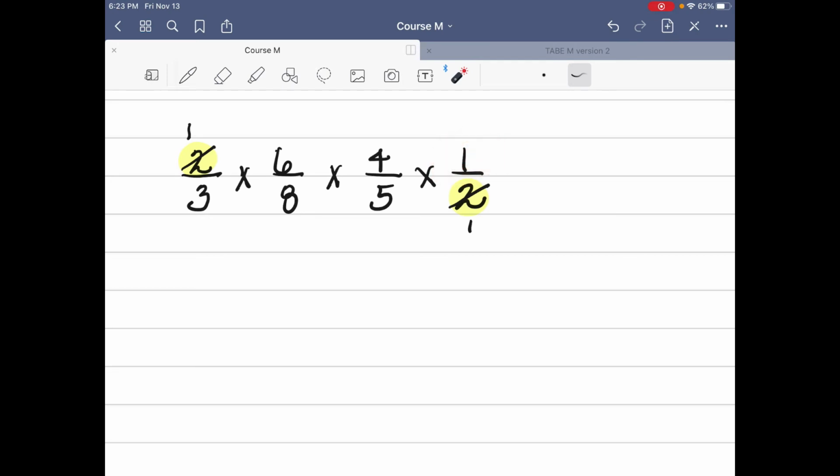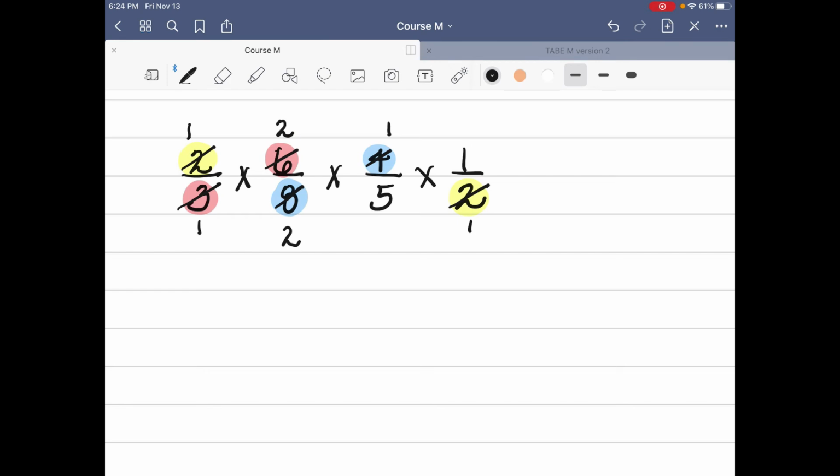But here I see a 4 and an 8. Those will cancel. As long as they're diagonal to each other, you can cancel them. So 4 into 4 is 1, 4 into 8 is 2. And then I see one more. Do you see it? I have a 3 and a 6. So 3 into 3 is 1, 3 into 6 is 2.